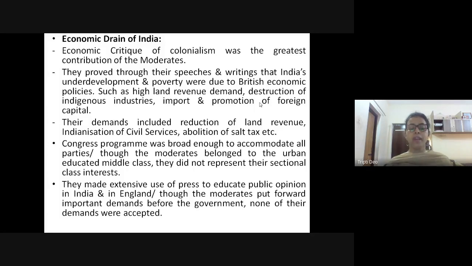It was a formation. It was a group. It was a collaboration of different parties who were fighting towards India's independence. That was the clear purpose. And although they belonged to the educated middle class, they never actually fought for their own urban educated middle class issues. They tried to represent, and I wouldn't say that they completely represented, but they tried to represent all the sections of society.